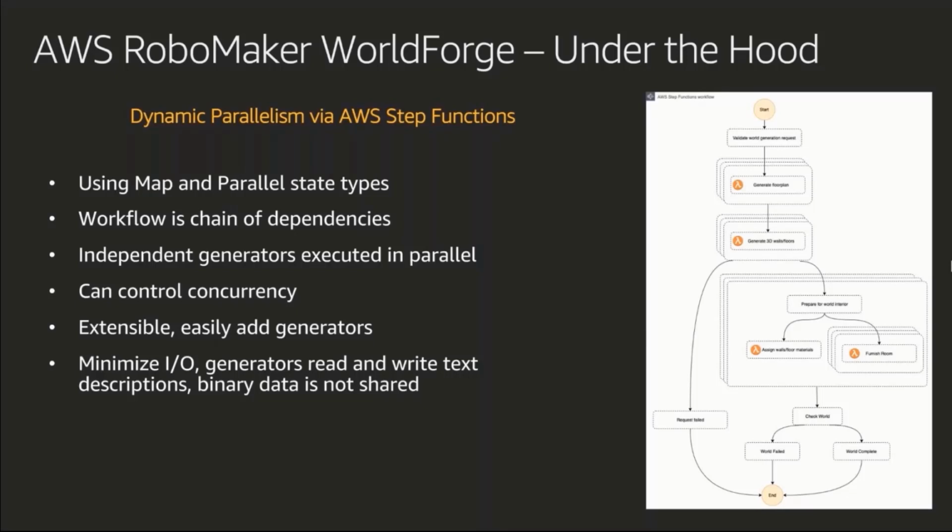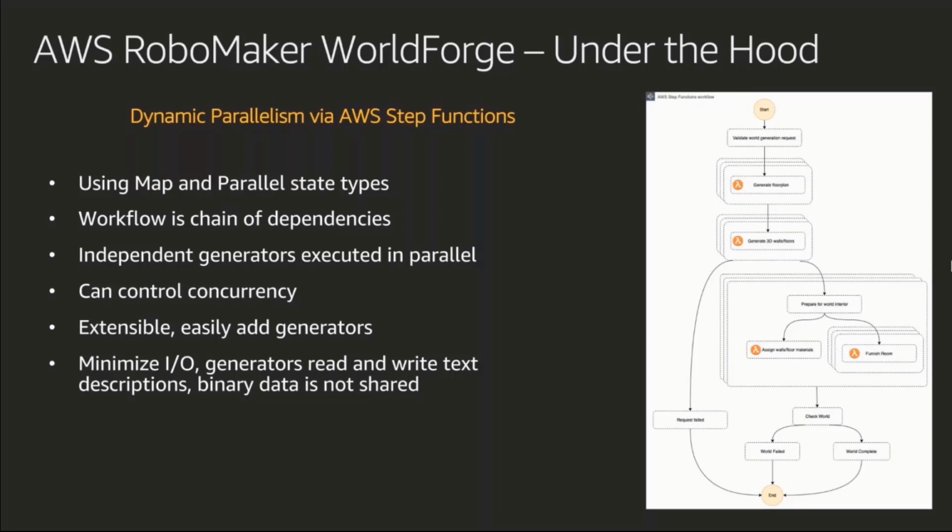The request for 5 floor plans comes in at the top. We then generate each floor plan independently. For each floor plan, we then populate the world. So we came in with 5 floor plans, each of those spans out to 3, and then we have 15 worlds being generated. Our generators are independent.